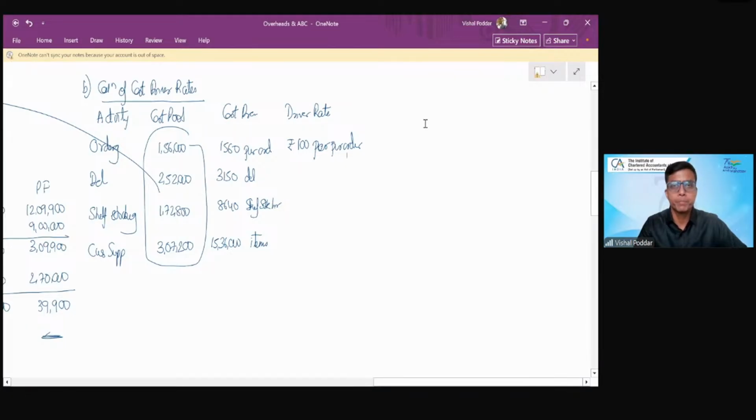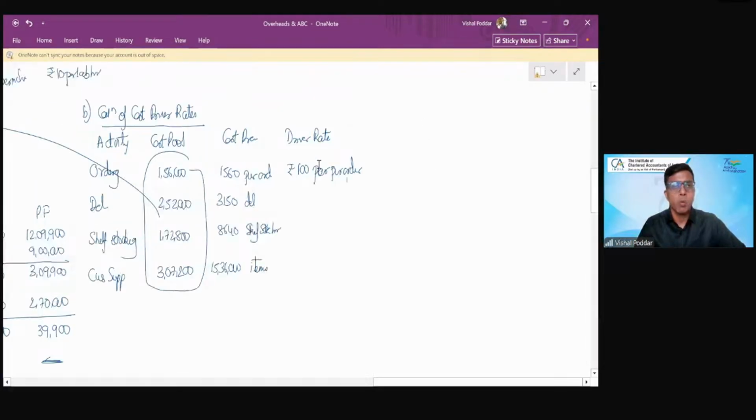Fine. So students, I first calculate the driver rates by taking the cost pool, dividing it by the cost drivers. I'll get the driver rate, which is nothing but your ORR. So this I could calculate orally. Others you can calculate for me and give it to me.